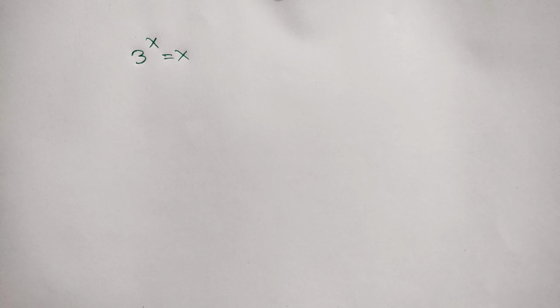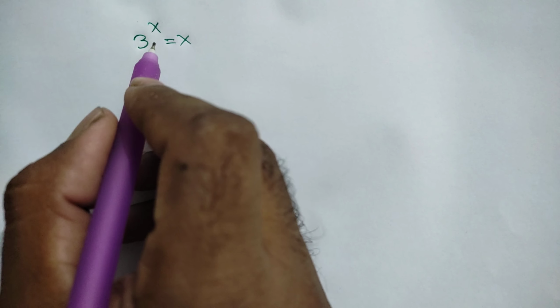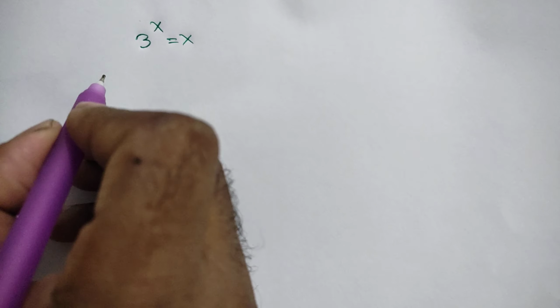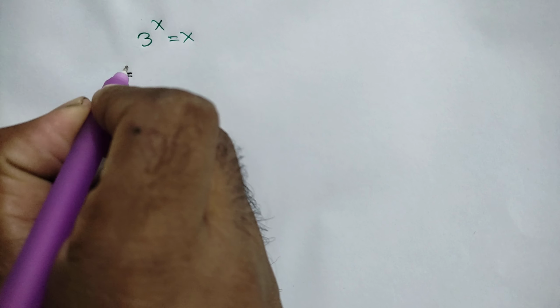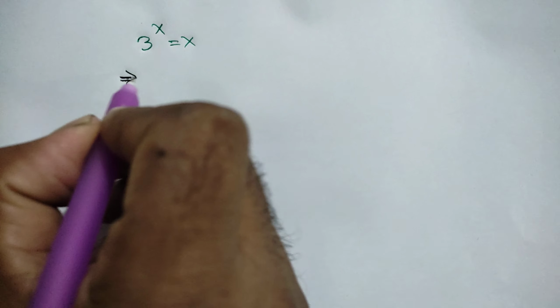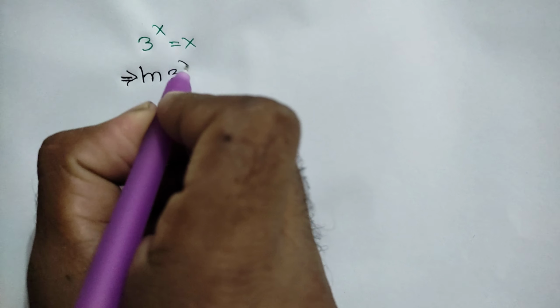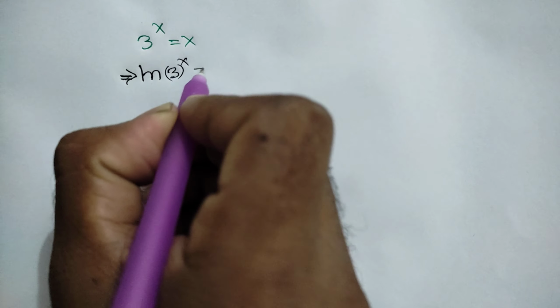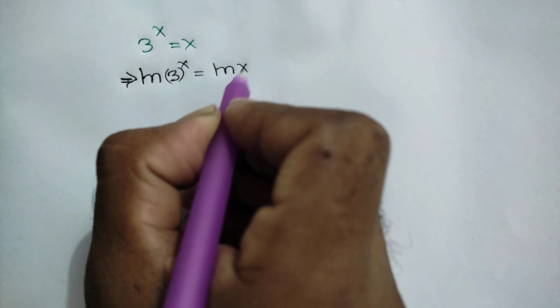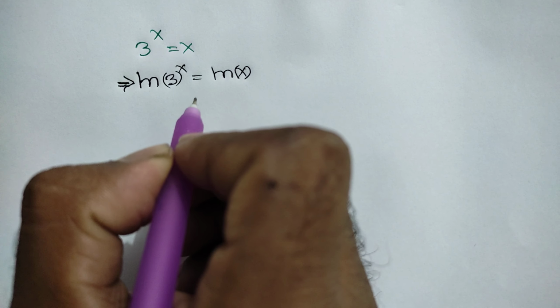Hi everyone, in this video I am going to show how to find the value of x where 3 to the power x is equal to x. Taking natural log ln on both sides, we can write ln of 3 to the power x is equal to ln of x.